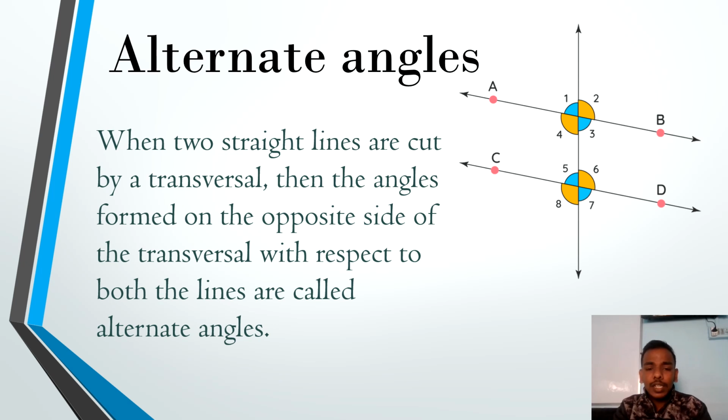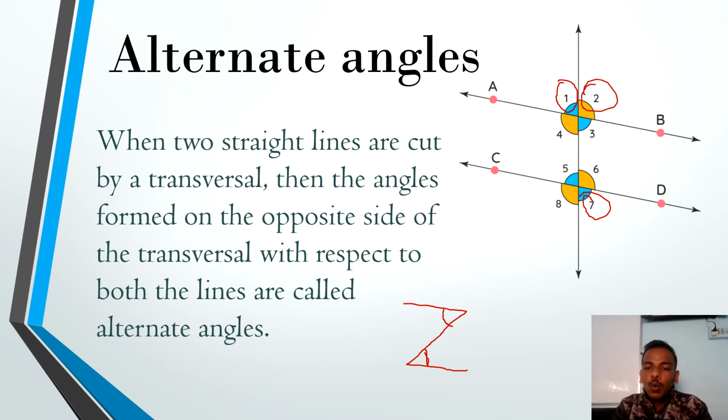Basically, your alternate angles will be in the shape of a Z. It will be on the opposite sides of the transversal. So if it is forming a Z-like shape, then this angle and this angle, these two angles, are called your alternate angles. So suppose we consider angle 1. What will be the alternate angle of 1? 1 is not forming a Z, but if you see carefully, this part of 1 and your angle 7 will join to form a Z in the opposite direction. So your angle 1 and angle 7 are alternate angles.